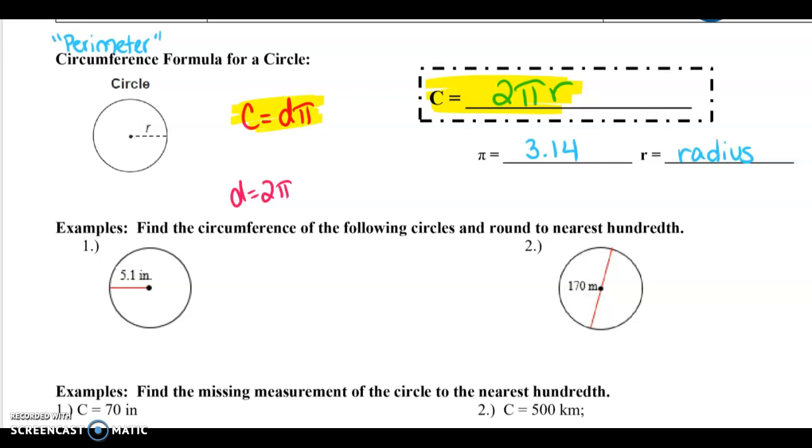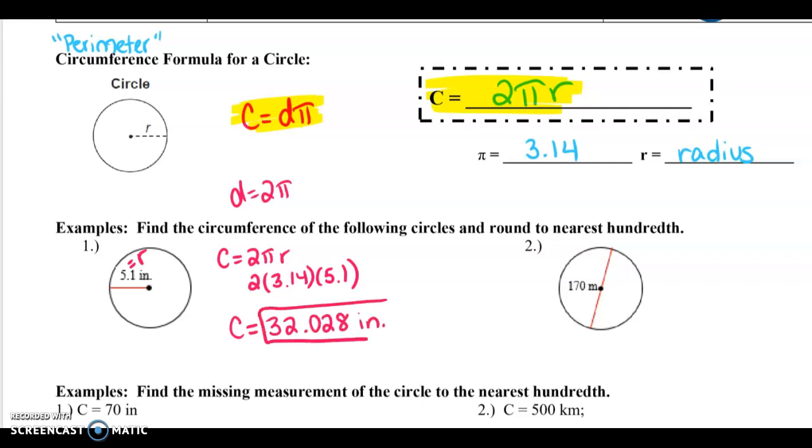All right, so looking at the first one, they gave me the radius. So since they gave me the radius, I'm probably going to use the circumference equals 2 pi r. So 2 times 3.14 times 5.1. So I'm going to go into my calculator, multiply all those together. 2 times 3.14 times 5.1 gives me a fairly long decimal, 32.028 inches. Okay, and they might have you round in the IXL.